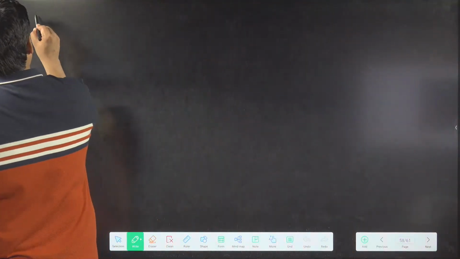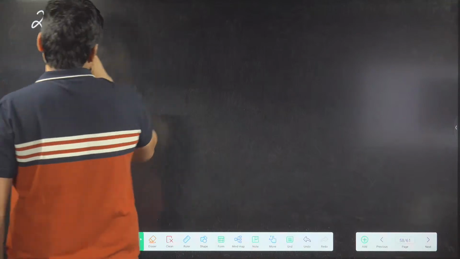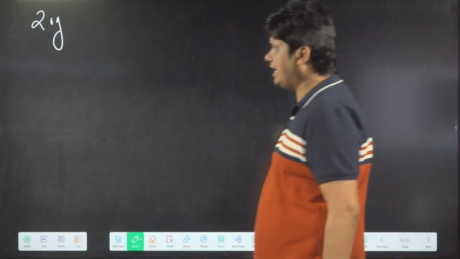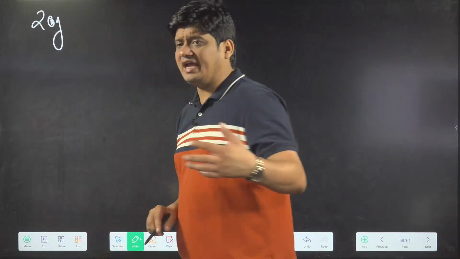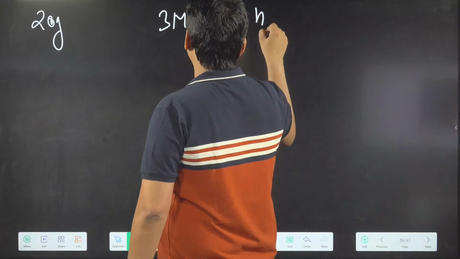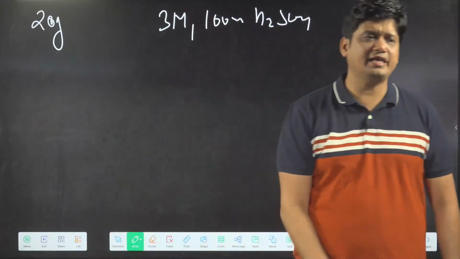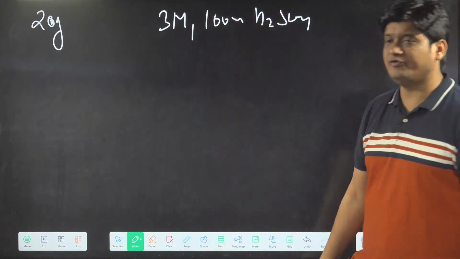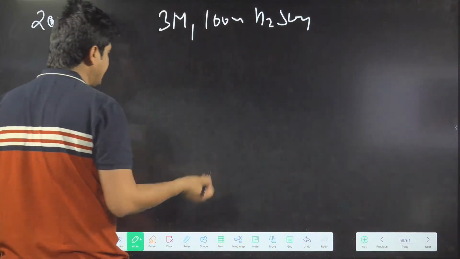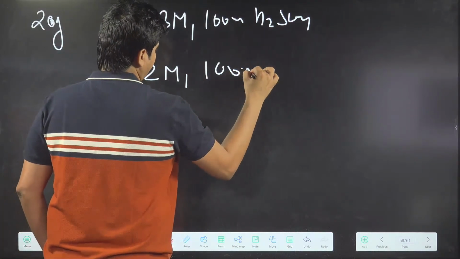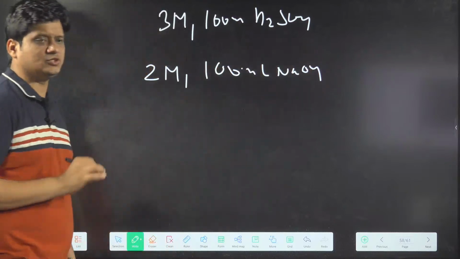I will write one more question so you will understand. Let's say we have 20 gram of organic compound. It is heated in Kjeldahl's flask, and the liberated gas is absorbed by 3 molar 100 ml sulfuric acid, and the remaining sulfuric acid is neutralized by, let's say, 2 molar 100 ml NaOH, and we have to find the percentage of nitrogen.